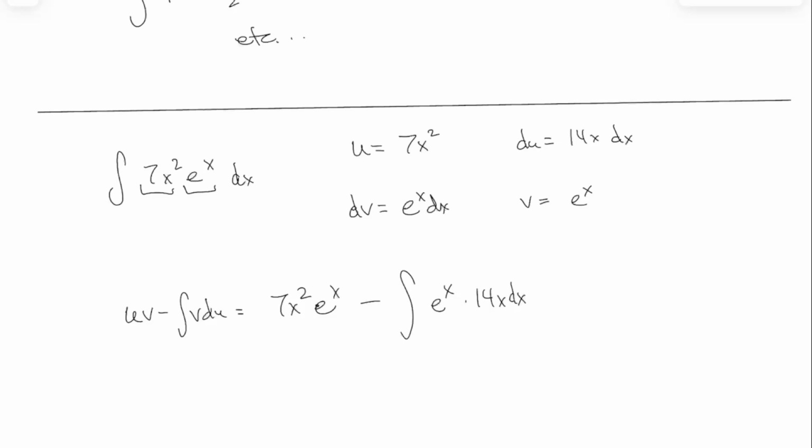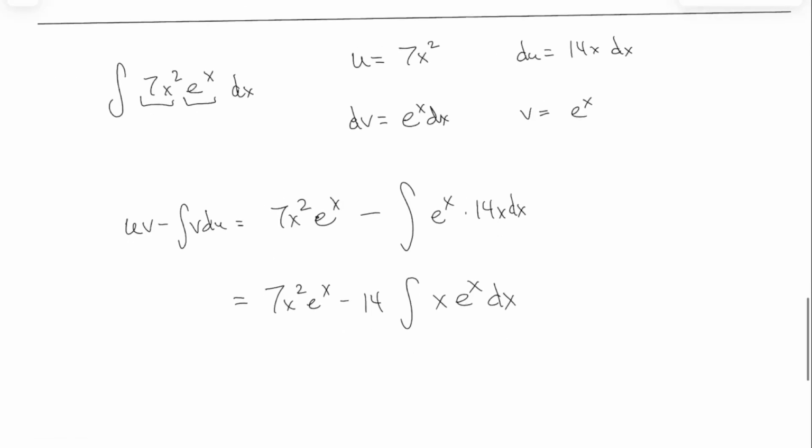Now let's simplify that integral as much as we can and then do the integral. So I leave the first thing like it is, minus, I guess we can pull the 14 out, and then what remains is x and e to the x. Like so. And now we have to do this integral. Any big ideas here? How can we do that integral, x times e to the x?